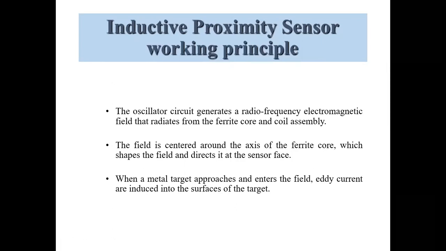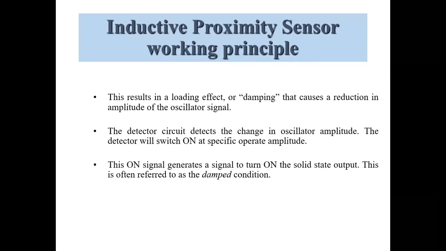When a metal target approaches and enters the field, eddy currents are induced in the surface of the target. So when a metal target approaches and enters this radio frequency electromagnetic field, the eddy current is induced in the surface of that target, and this is how we can detect the metal target using an inductive proximity sensor.